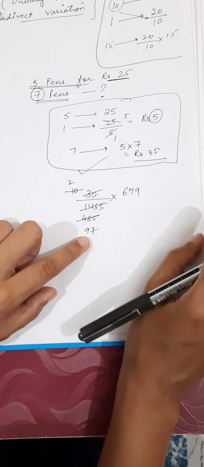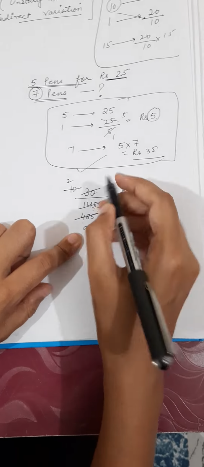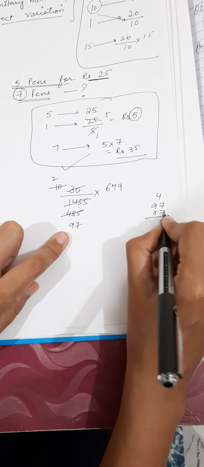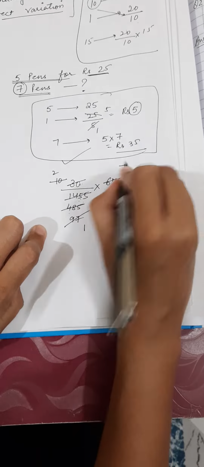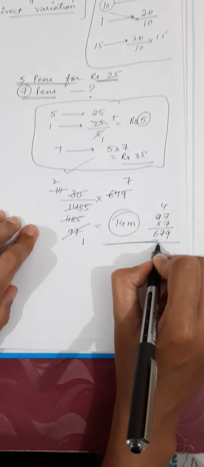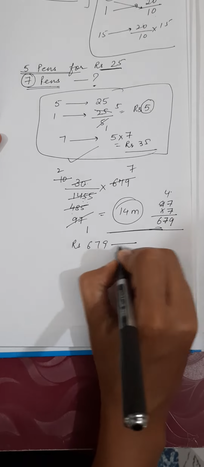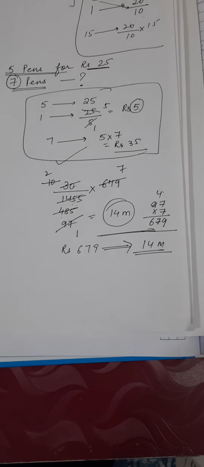97. Now I have to see whether, on the table of 97, 679 is going. I am going to check 97 into 7. 7 7s are 49, 9 7s are 63, 63 plus 4, 67. So yes, 97 7s are 679. Now what is left? 14. So that means the answer is 14 meters. This means that for rupees 679, I am going to get the cloth of length 14 meters.